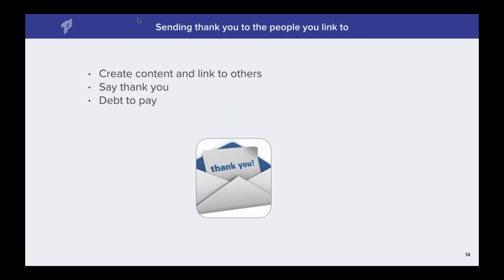So once you do that, the author of this article may not notice it. Maybe they are monitoring their backlinks profile, maybe they don't, maybe they missed it. It would be really beneficial to just write out to them and say thank you for creating such great content that you could share.